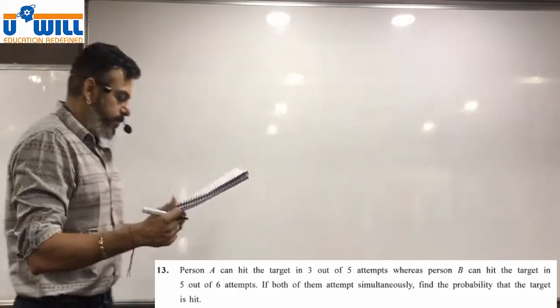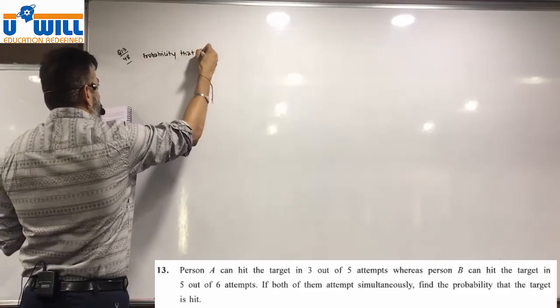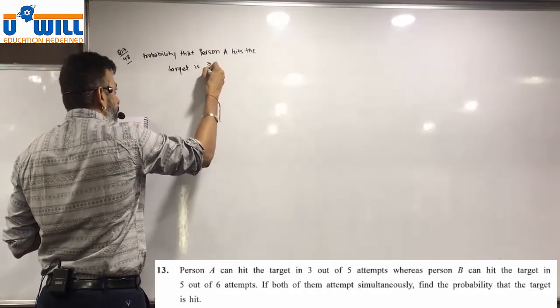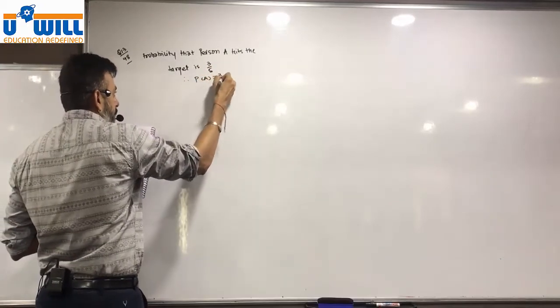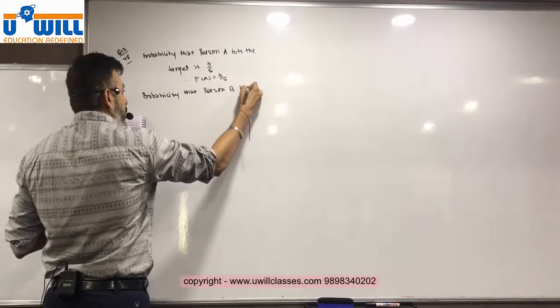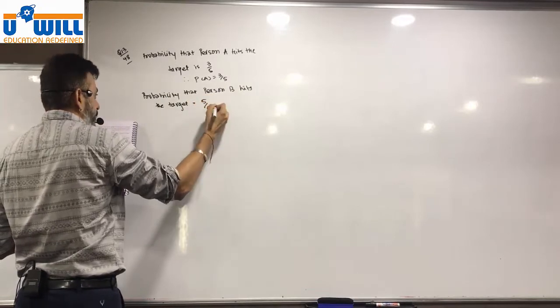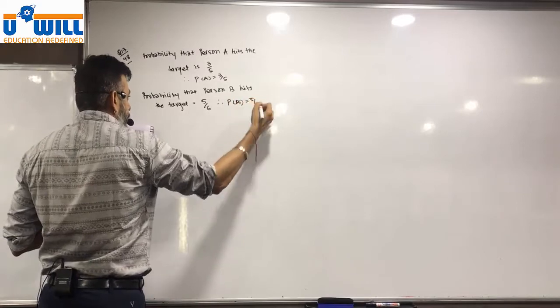Now, probability that person A hits the target is 3 out of 5. Therefore, P of A is equal to 3 by 5. Probability person B hits the target is equal to 5 by 6. Therefore, probability of B is equal to 5 by 6.